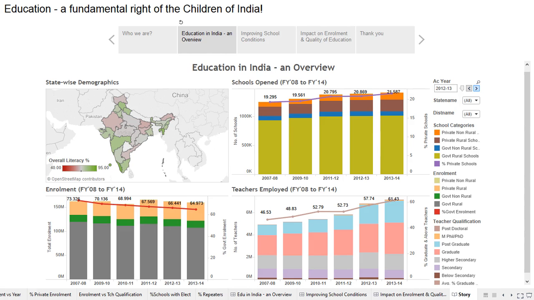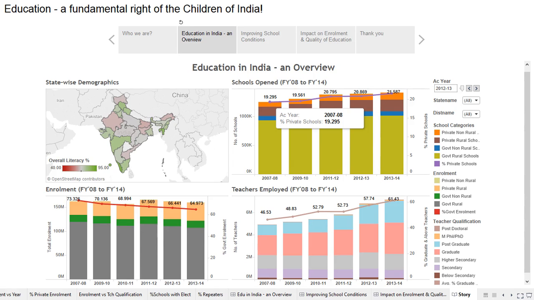To understand why the literacy rate is increasing, we try to take a look at the number of schools that are being opened. If you take a look at the dashboard over here, it very clearly shows that there's an increase in the schools. What's interesting to note though is that over a period of these times, there has been a change in terms of the percentage of private schools.